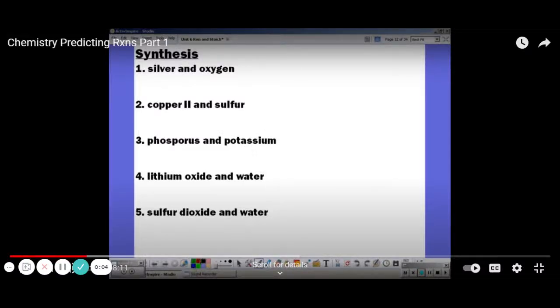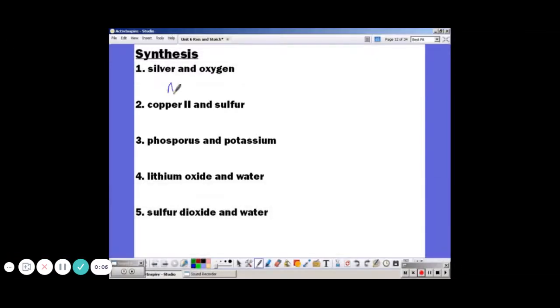Our first problem here. We have silver, and means plus, oxygen. These are elements by themselves, so we have to think about Hofbrinkel. If you have any of those 7 diatomics by themselves, then they need to have a subscript of 2. Silver is not a part of Hofbrinkel, but oxygen is, so oxygen should have a 2 as a subscript.